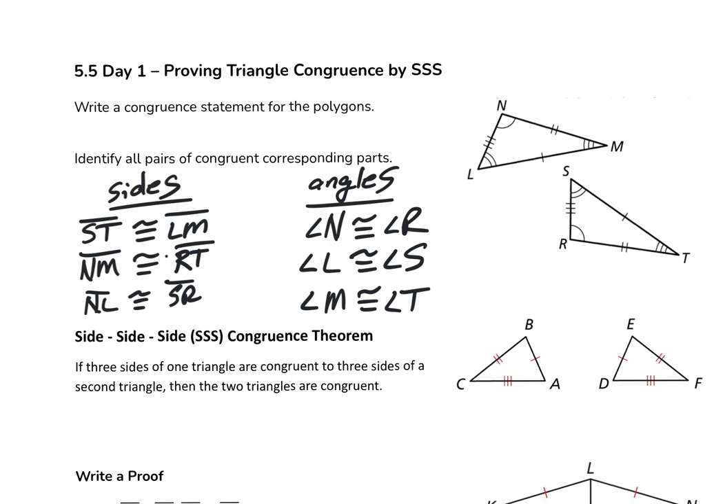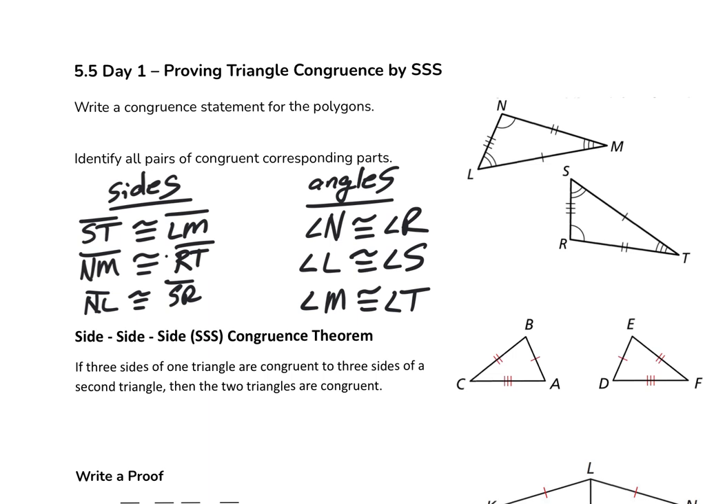Three pairs of sides, three pairs of angles. We did that very early on in the chapter, where when we tried to prove triangles congruent, we had to know all 6 pieces were congruent. We don't have to do that anymore, okay? We're going to keep adding different types of theorems that we can use to prove triangles congruent. The only one we know right now is side angle side.